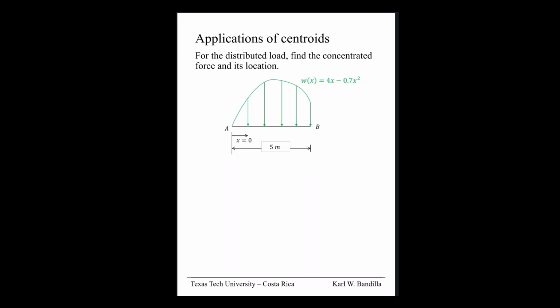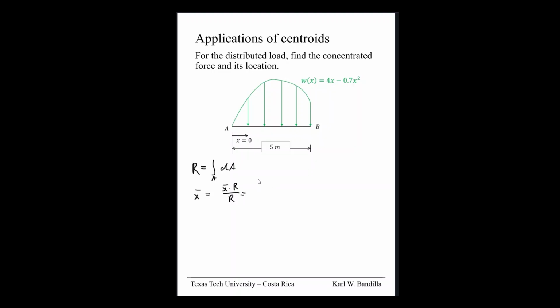Here we have a problem with a distributed load that we're trying to find the concentrated force and the location where it acts. We're given the load 4x minus 0.7 x squared. Now if we find our concentrated force, if we call it R, it would be the integration over the area, just the area. If we want to have x bar, then we'd have x bar times R over R.